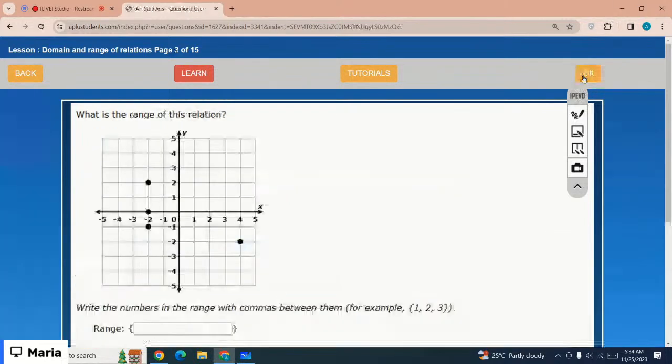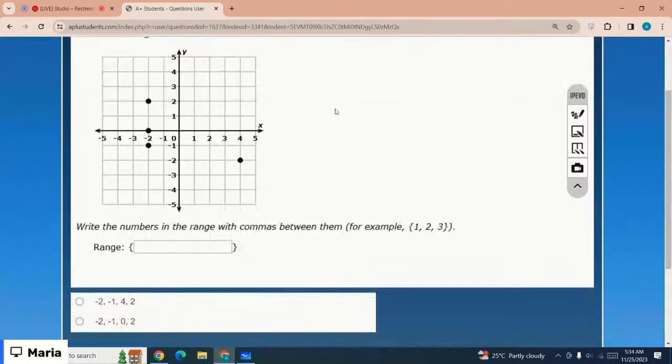This is for me, this instruction. Okay, what is the range of the relation? Now you have to see the range of the relation, right? Range means the y values. Let's just see. 2, 0, -1, -2, right? Here it is 2, -1, 0, and 2. Option number 2 is the correct option, right?